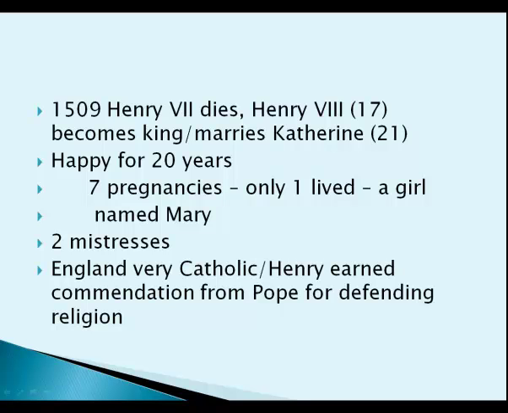Now, as near as we can figure out from all the documentation, they had a pretty happy marriage, considering he was king and queen. Catherine did her duty. She got pregnant 7 times, but she only had 1 child that lived. The others were either stillborn or miscarried. He had a girl, and they named her Mary. And during his entire 20 years, Henry only had 2 mistresses, which, considering the time frame and the fact he was a king, is kind of conservative.